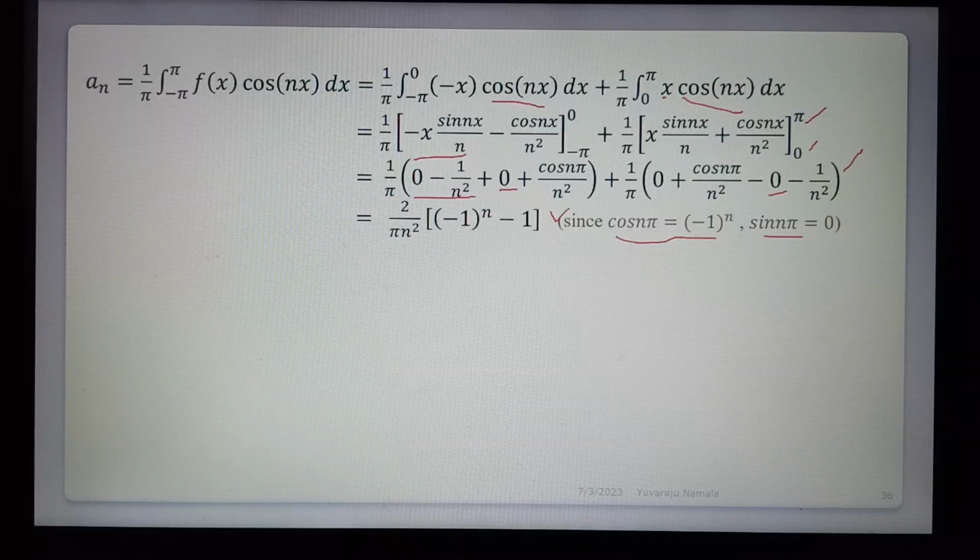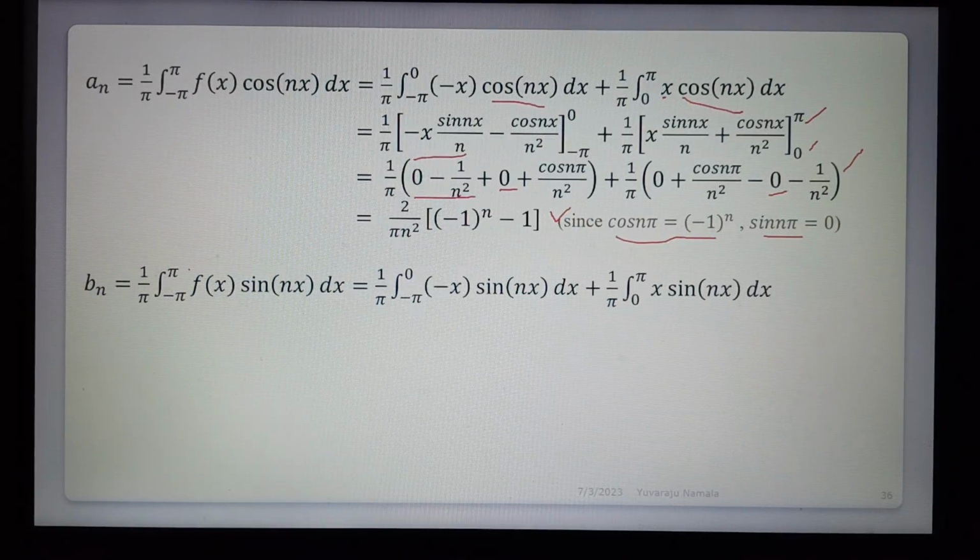This is the an value. Similarly, bn = 1/5 ∫ from -5 to 5 of f(x) sin nx dx, which equals 1/5 ∫ from -5 to 0 of (-x) sin nx dx plus 1/5 ∫ from 0 to 5 of x sin nx dx.